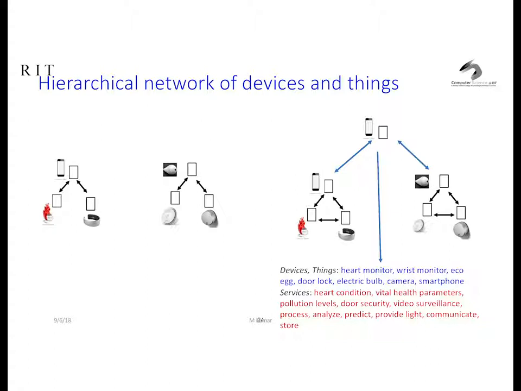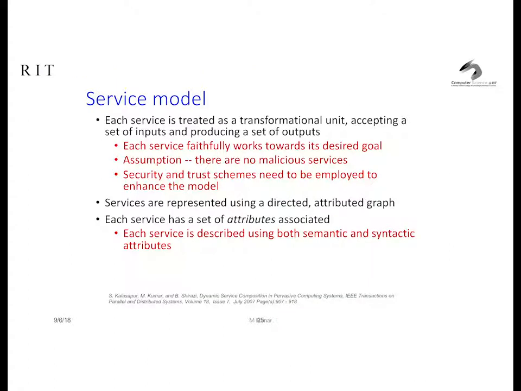Now, wherever I have the output of one service matching the input of the other, I can have a connection between those two, and then I can compose different kinds of services, okay, which are at a higher level or application level services. Okay, so each service is treated as a transformational unit, accepting a set of inputs and producing a set of outputs. Each service faithfully works towards its desired goal, and I just want to make the statement that we assume that there are no malicious services and we are not taking into account any trust and security issues.